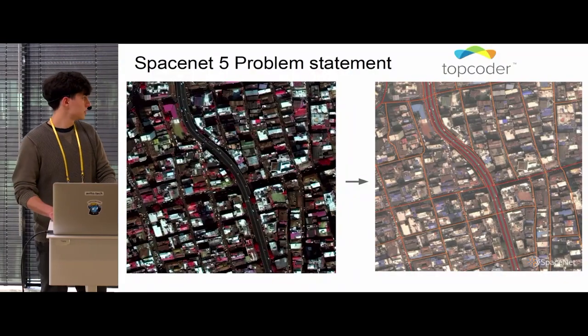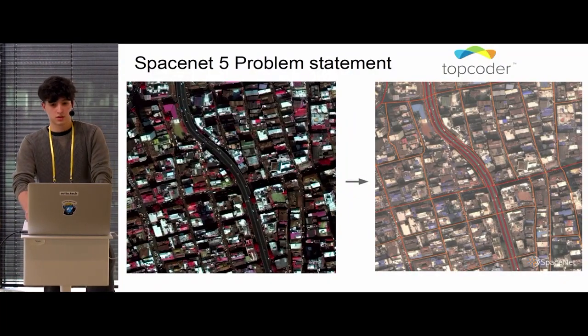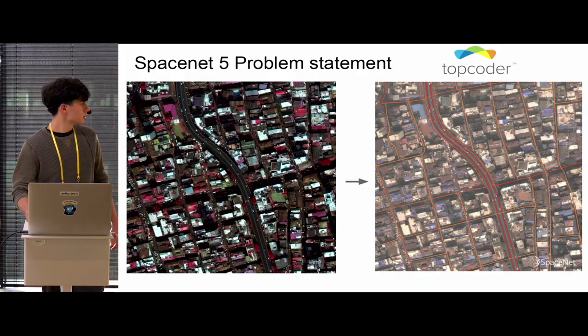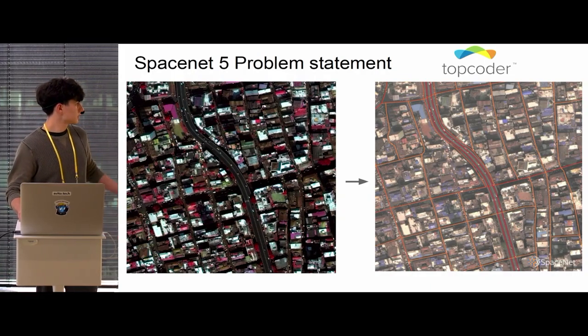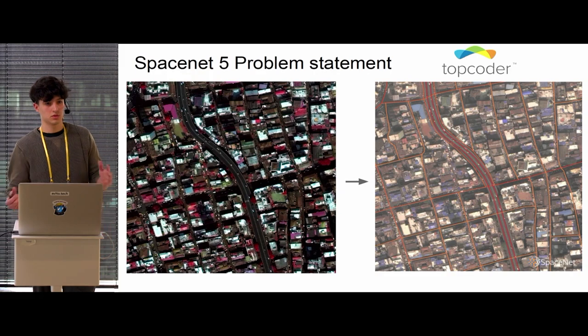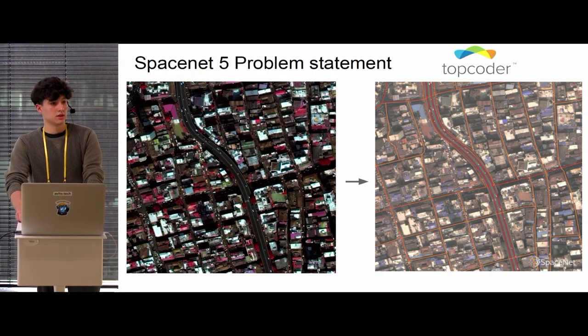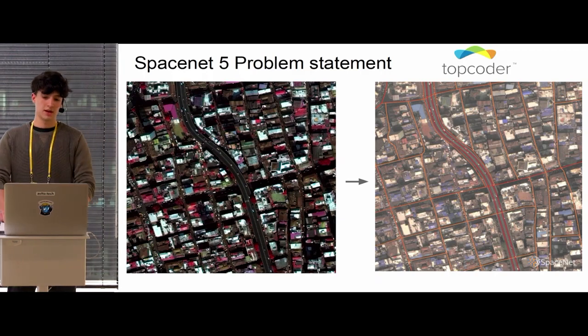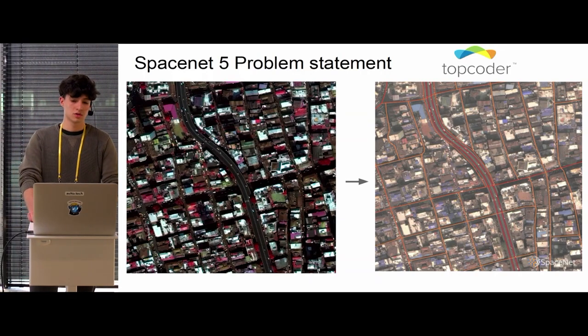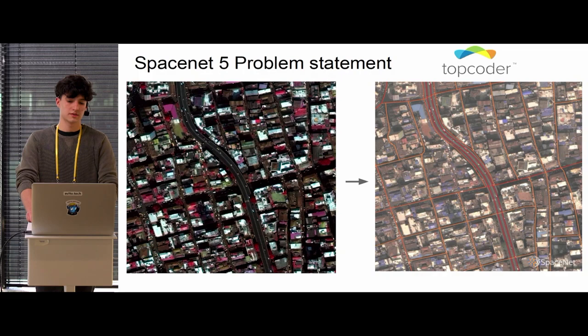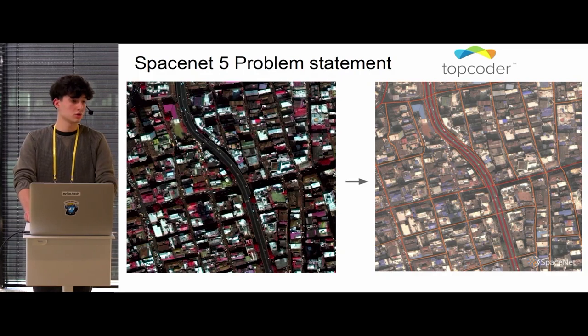Let's start with the SpaceNet 5 competition. It took place at Topcoder, and the problem statement was like that. Given a satellite image, you have to extract a graph of roads. Your algorithm should output a graph with crossroads and other road connections as vertices and actual roads as edges.